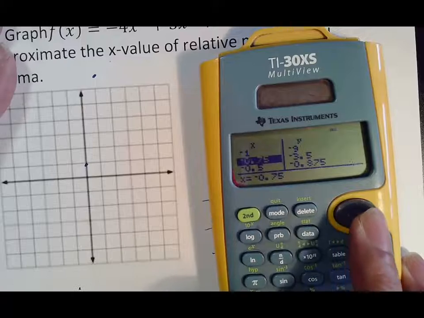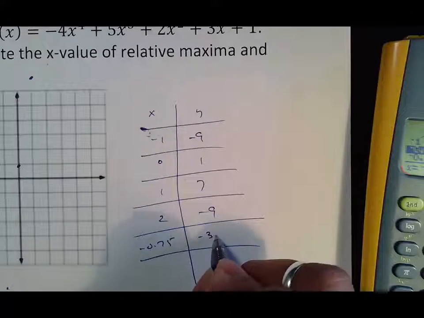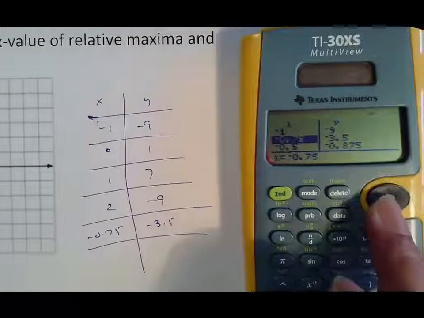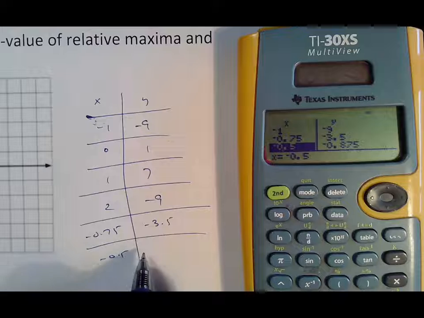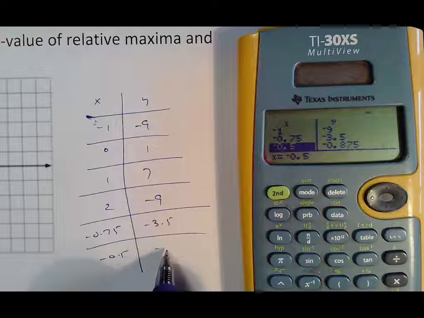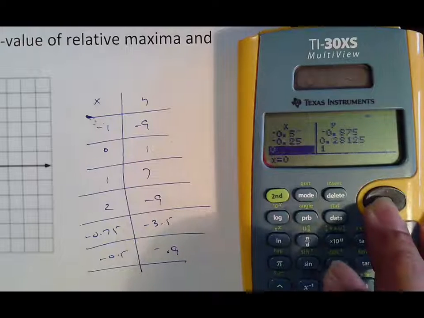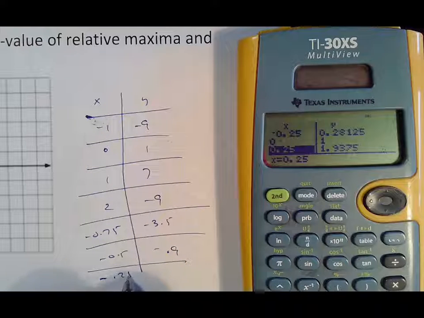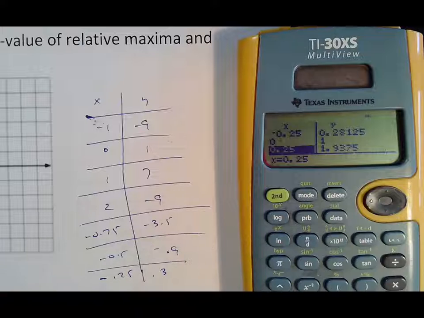So -0.75 is at -3.5. And you should again do this kind of on your own. I don't know if I'll be able to keep this on the screen. -0.5 is at -0.9. -0.25 is at 0.3.